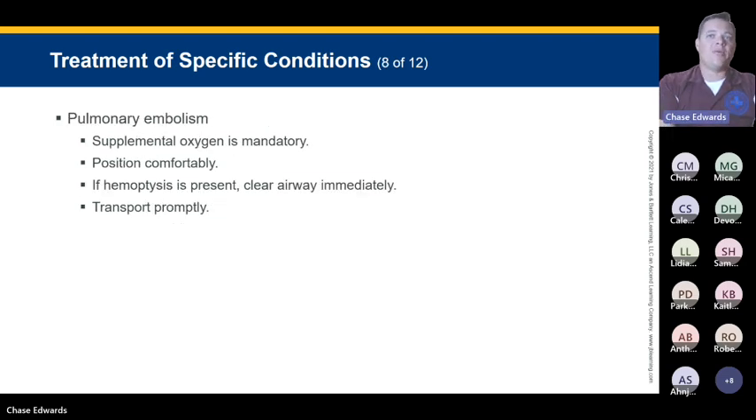All right, PE, or pulmonary embolism. Supplemental oxygen is mandatory. Position of comfort. If hemoptysis is present, clear the airway immediately. Suction that. So, bloody sputum. And transport promptly.